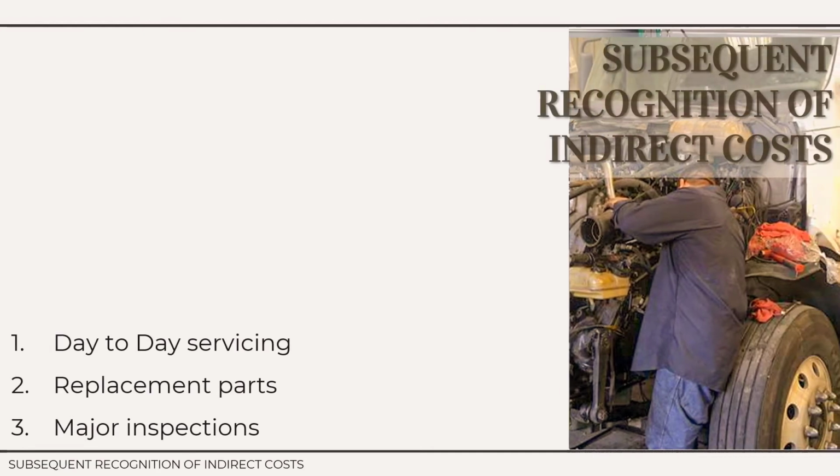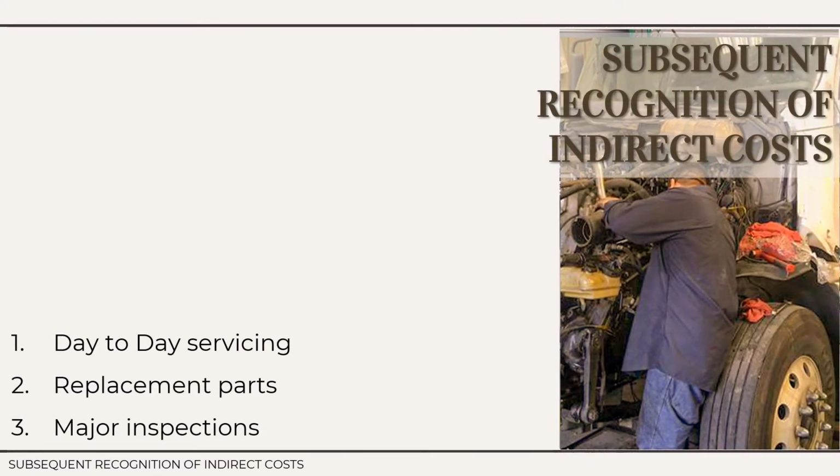So now, how do we recognize indirect costs subsequently? So, subsequent expenditure on an item of PPE occurs after the initial recognition of the item. Entities need to evaluate such subsequent expenditure to determine if it will generate future economic benefit for the entity. So, it is likely that expenditure would generate future economic benefit for the entity if the purpose of the subsequent expenditure on an item of PPE is for, first, day-to-day servicing.